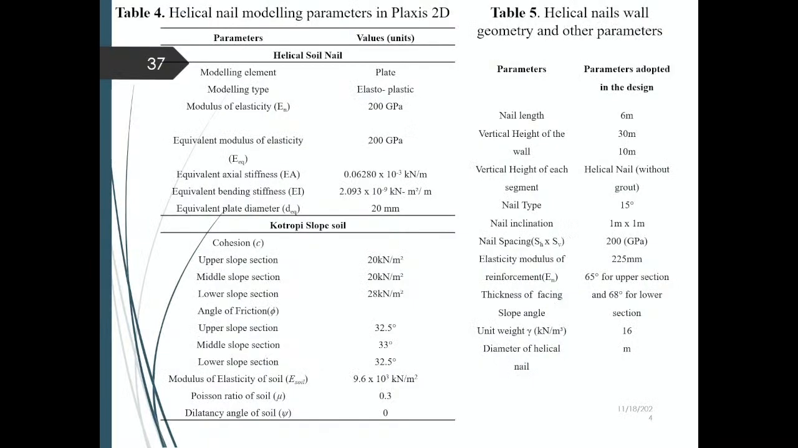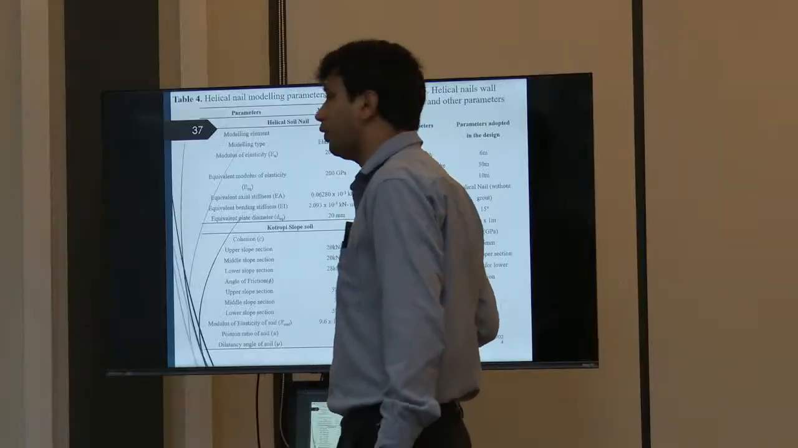Here are the input parameters that we have used. For example, for the helical soil nail in Plaxis, we have used the plate element, and here are the properties of elastic modulus and the different properties for a steel bar. The different soil properties we calculated using the geotechnical analysis of the soil samples. These are the parameters that we have used for the nail. For example, the length of nail we have used is 6 meter. Because we are using a slope, we have divided the slope into 10 meter height.